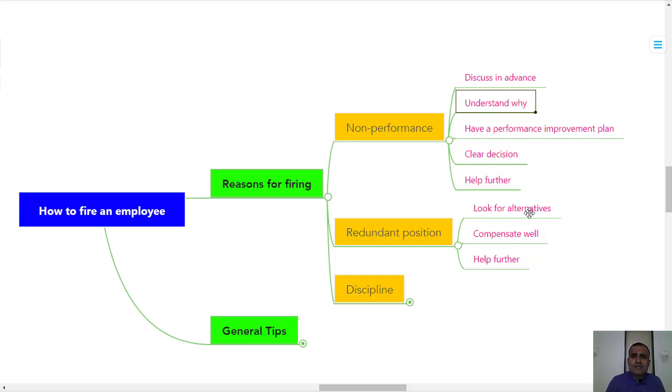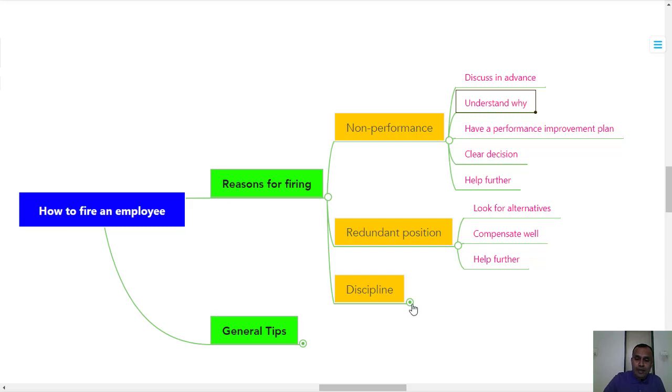So sometimes, if it is in your hands, you may want to extend the notice period, or you may want to send them away on garden leave. There are various options, so you can look at this. Redundant position, that is the one which you feel really bad for, because that is where the person is not at fault, like I said. So try your best and try and help the people as much as you can.